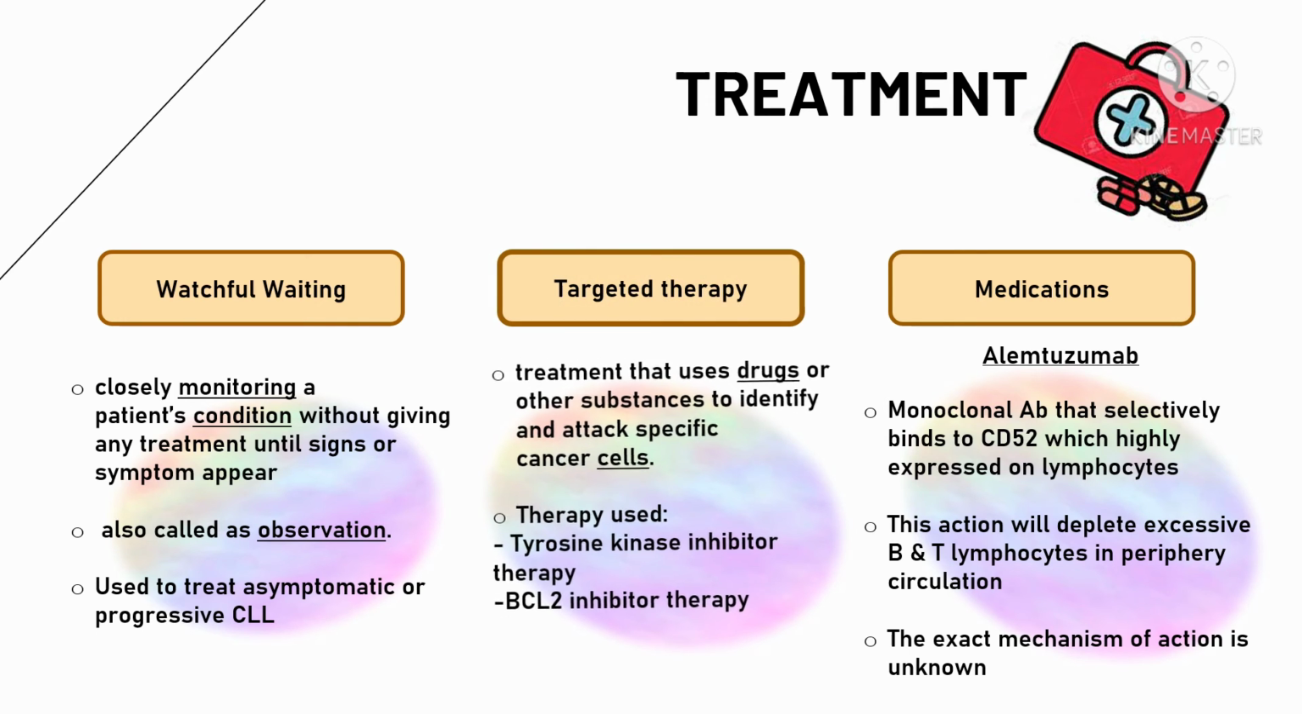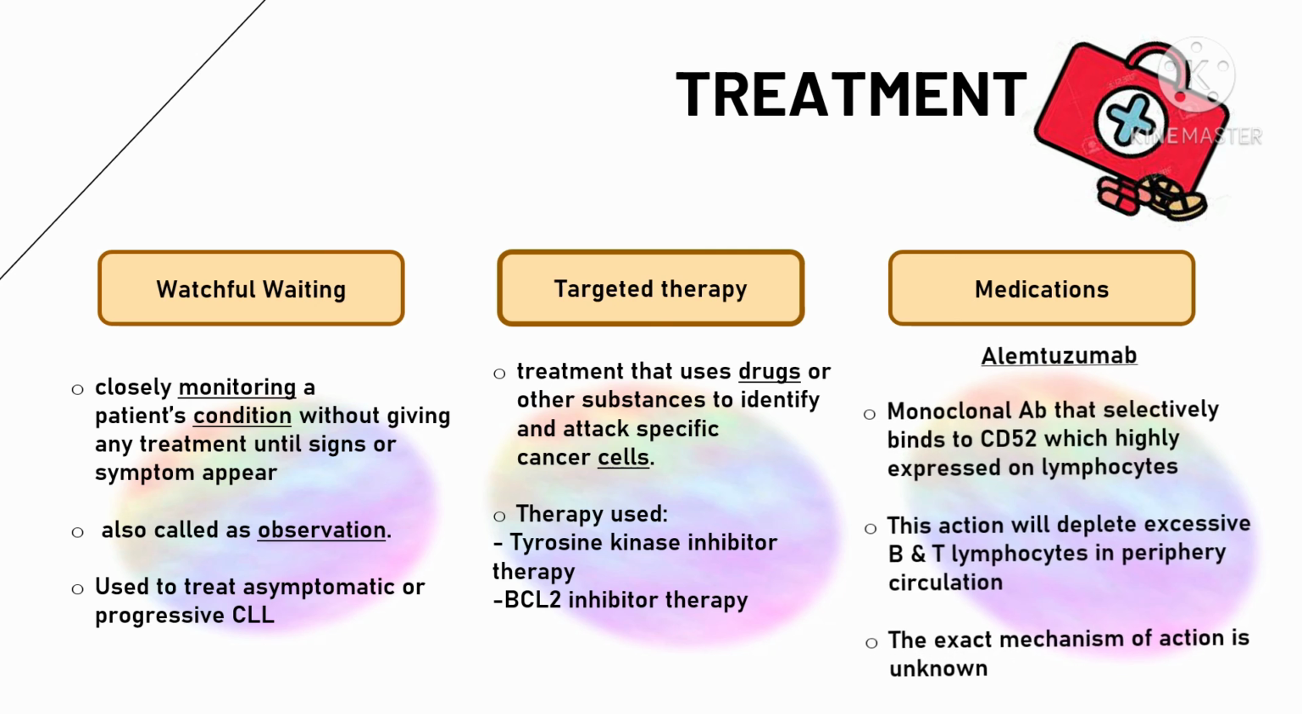Targeted therapy: treatment that uses drugs or other substances to identify and attack specific cancer cells. Some of the therapies used are tyrosine kinase inhibitor therapy, which blocks tyrosine kinase, which has the function to develop more white blood cells. BCL2 inhibitor therapy, which blocks BCL2 found on the leukemia cells and may kill the leukemia cells and make them more sensitive to anti-cancer drugs.